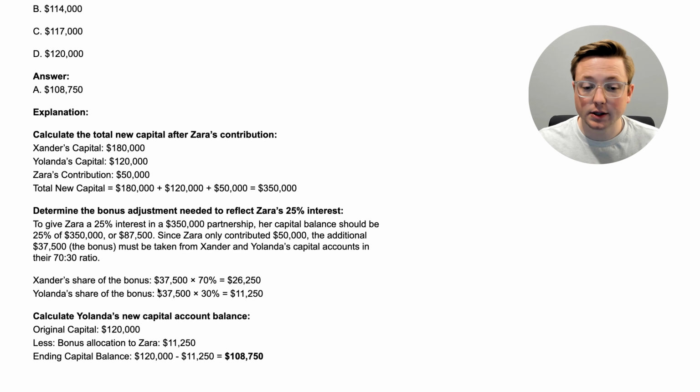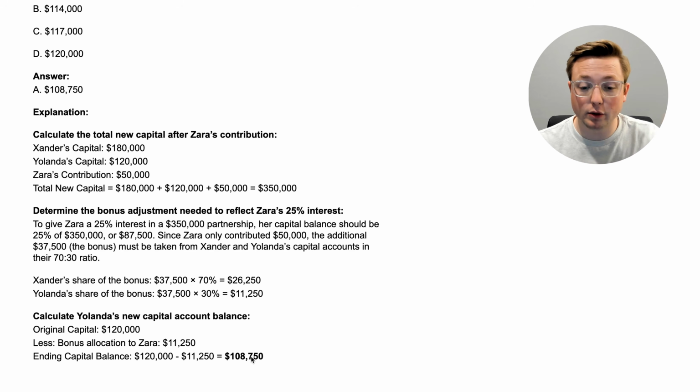So Xander's share of the bonus is $37,500 multiplied by his 70%, so $26,250. Yolanda's share of the bonus is $37,500 multiplied by 30%, so that's $11,250. The reason we needed to calculate that is so that we know how much of the bonus is being taken out of Yolanda's account. She originally had $120,000, but 30% of the bonus allocated to Zara is taken out of Yolanda's account. So we take $120,000 less $11,250, and that's $108,750 that Yolanda now has as her capital account.